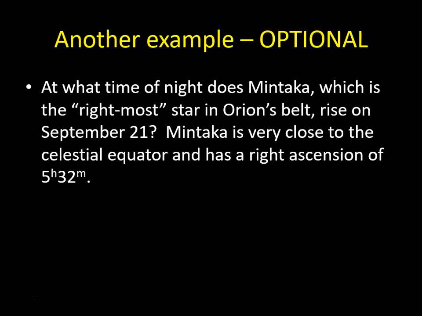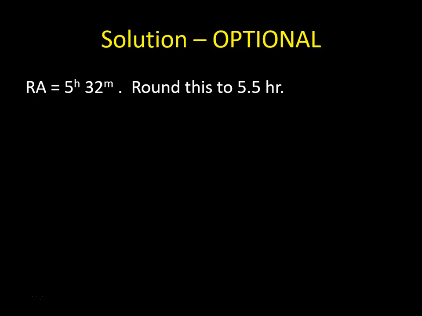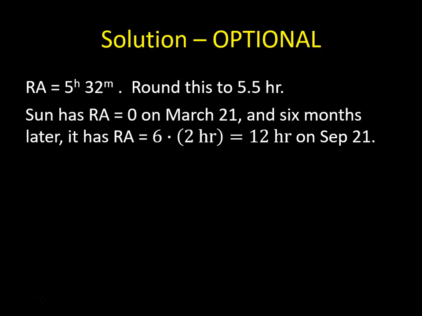Here's another example. Consider the star Mintaka, which actually is literally right on the celestial equator. It differs from the celestial equator by less than a degree. So, what time will Mintaka rise on September 21st? It has a right ascension of about 5.5 hours.